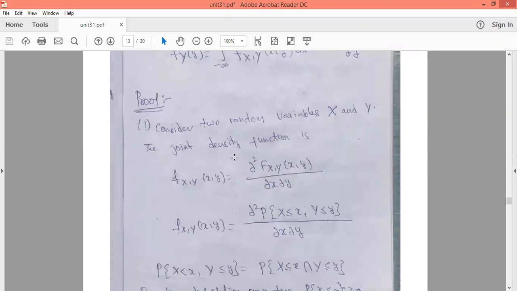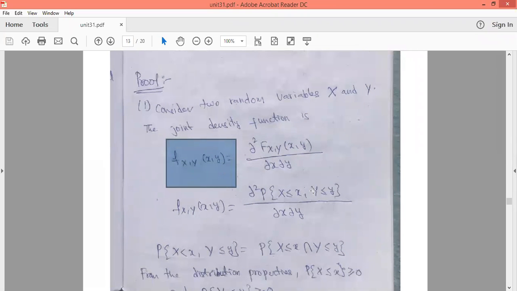What is the joint density function f_XY(x, y)? It is the second derivative of the distribution function, that is, ∂²F_XY(x, y) / ∂x ∂y. Now we know what the distribution function is. It is the probability of getting X less than or equal to x and Y less than or equal to y.